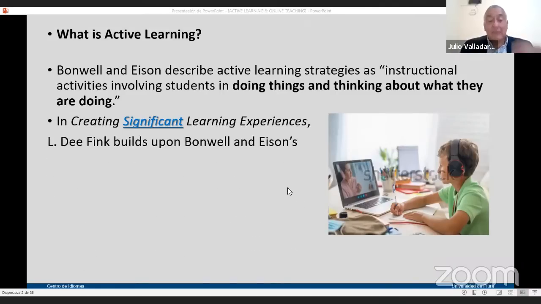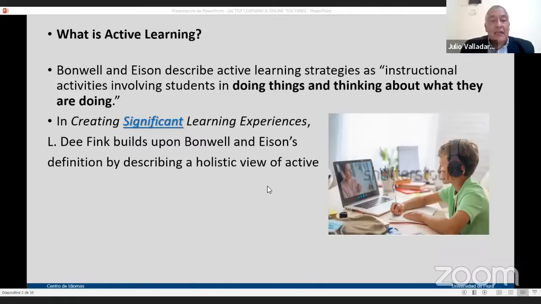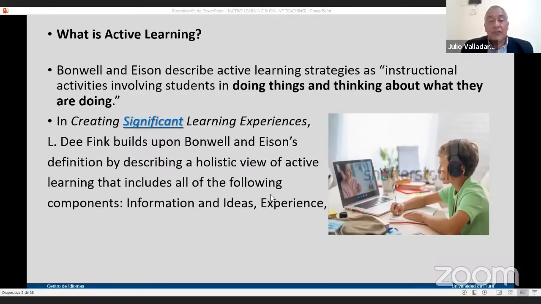So Deep Think builds upon, this is another researcher there. He describes a holistic view of active learning and includes components such as information and ideas, experience, and reflective dialogue. Information. Okay, now we're going to talk about fruits. Okay, fruits. Do you eat fruit? Of course, if you just got active learning, you say, yes, fruit is uncountable, but sometimes it's possible, like with liquids. Liquid is uncountable, but sometimes you can have 2 coffees in the context of a restaurant. And imagine the amount of information you give to your students.